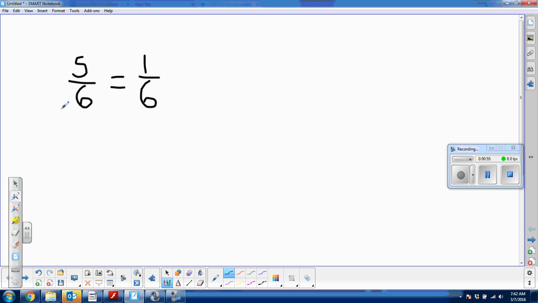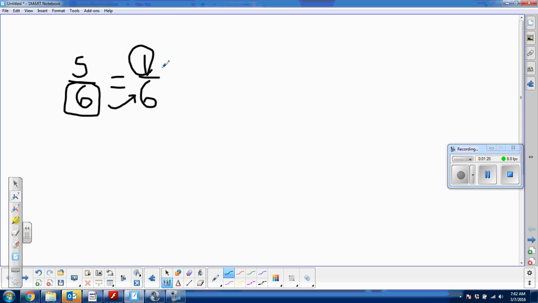Now you might be asking yourself, why is 1/6 a unit fraction of 5/6? Well, when we're finding the unit fraction, first we have to find the denominator. The denominator in this case is a 6, so that's why we get a 6 right there. And if you remember, a unit fraction has to have a 1 on the top of it. So here we have 5/6 equals 1/6. But we're not quite done yet.